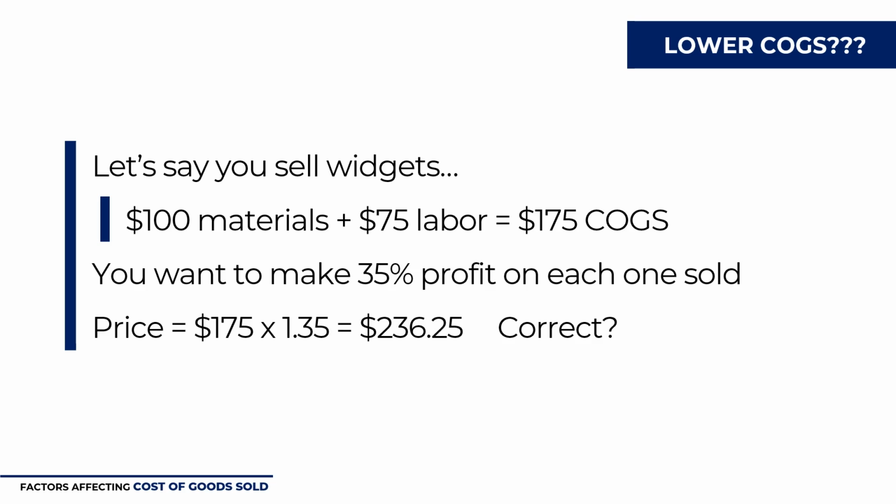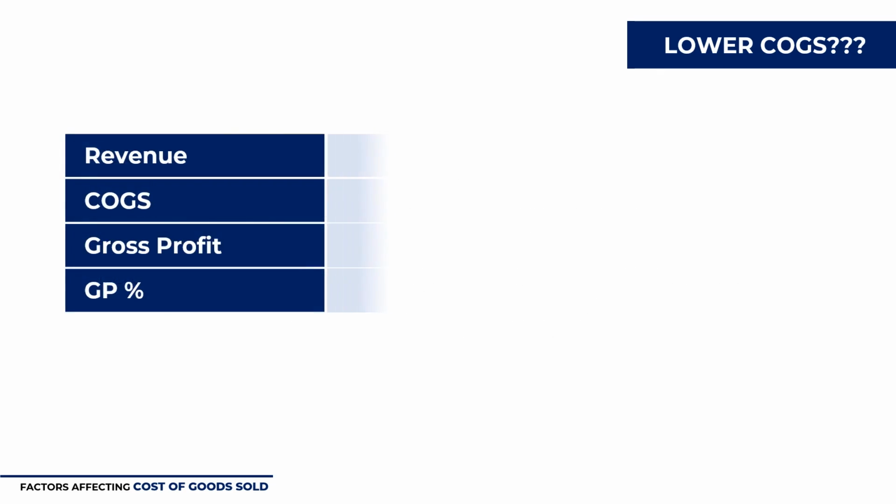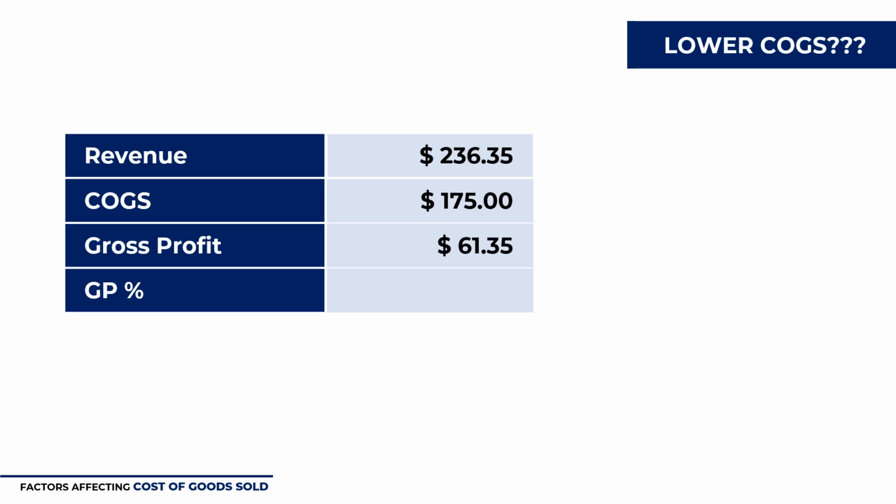But is this the correct way to do this? Well, let's not guess. Let's plug our numbers into our P&L template and verify our numbers. Our price of $236.25 is the revenue each widget will generate. And we know it costs us $175 to build each one, so that's our COGS. We subtract our COGS from our revenue, and we get our gross profit of $61.35.